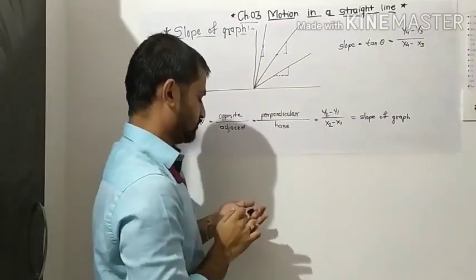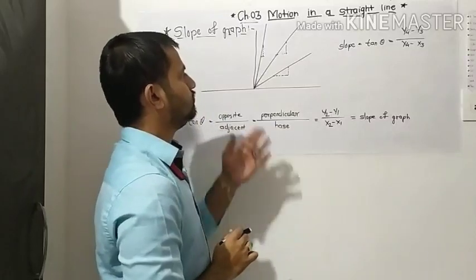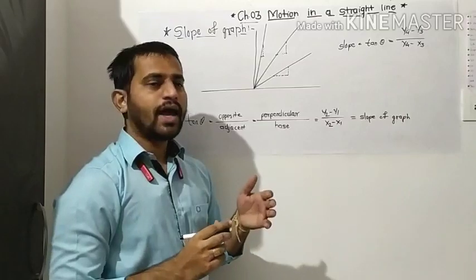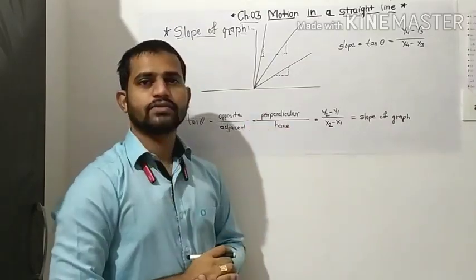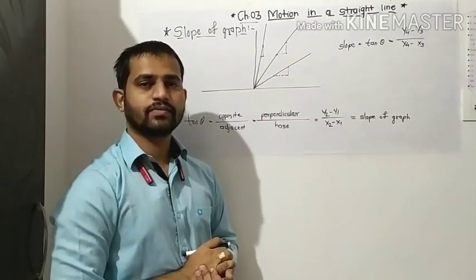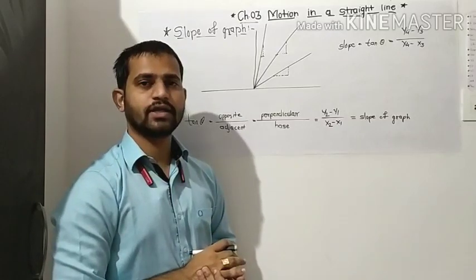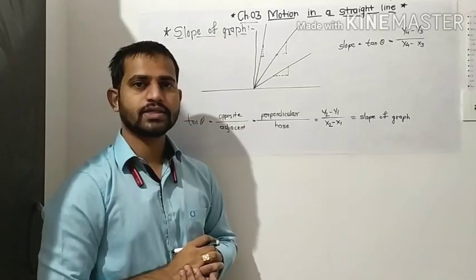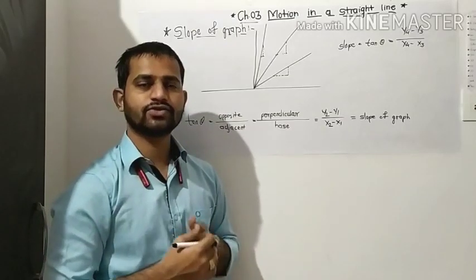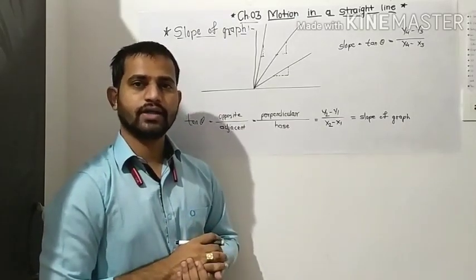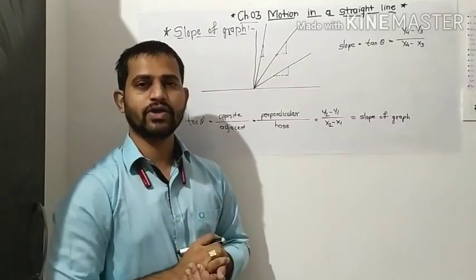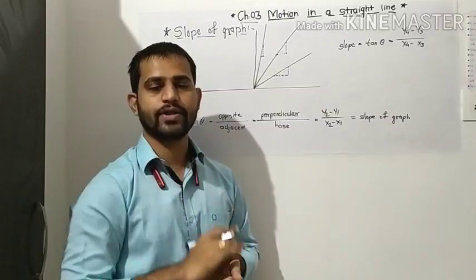So in that case we come to know that as the inclination of the line increases, the slope of that graph increases. And how much is the maximum value of that slope? It is equal to 1.